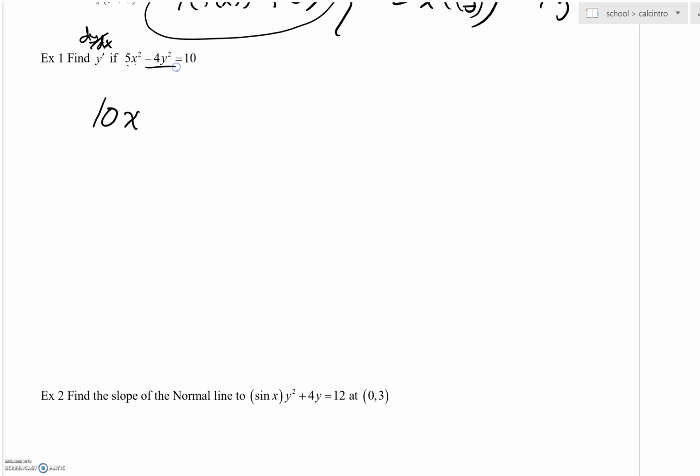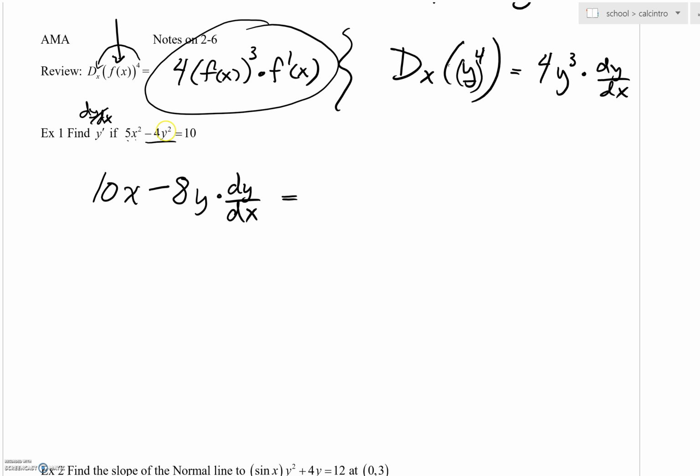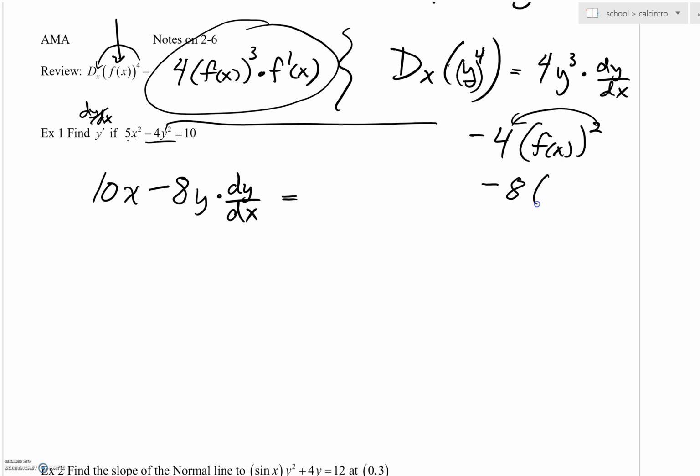10x. What's the derivative here? Be careful. Negative 4y squared. What do you think? Minus 8y to the 1. Chain rule. dy dx. Now, right there, somebody might say, you just lost me. Look, wouldn't it be the same thing as if you had f of x to the second, and if you did that, you'd bring down your 2, and then you'd have f of x to the 1, and then you'd say, oh, take the derivative of that inside? Do you see what I'm getting at?